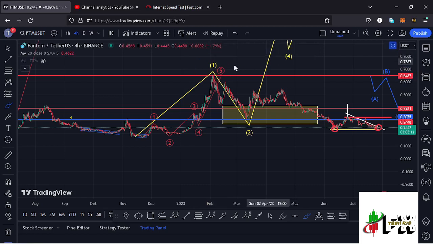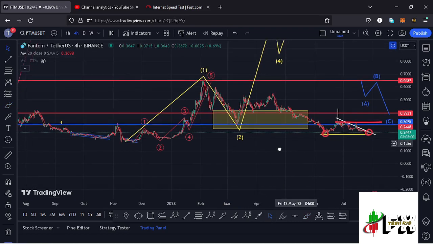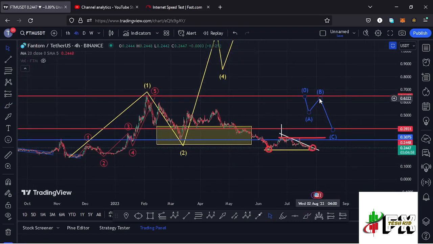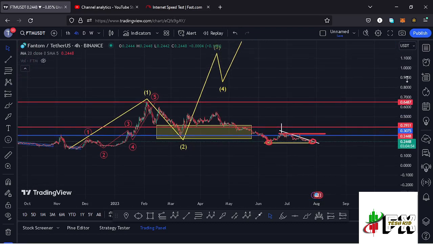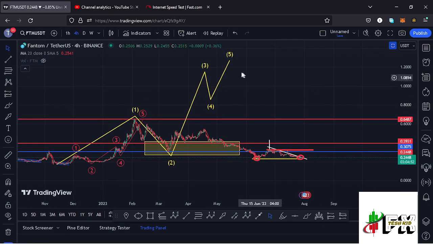Then we started a breakdown move in the formation of a larger Elliott wave count 2, and there are high chances that we have a low in place for the second wave, and soon Fantom can start gearing up impulsively in the formation of a larger Elliott wave count 3, where I will be expecting Fantom to give us a high above the $1 mark.